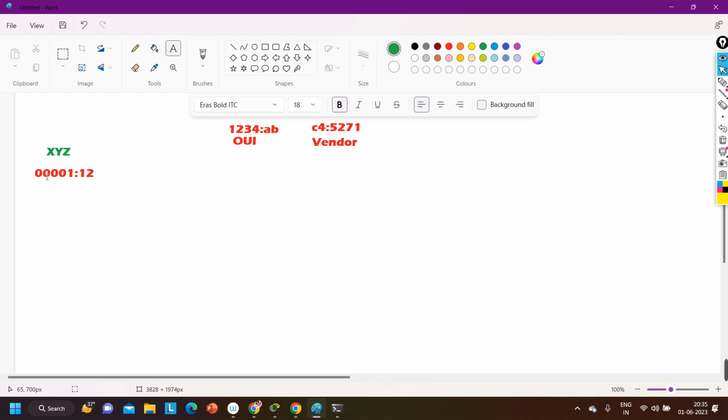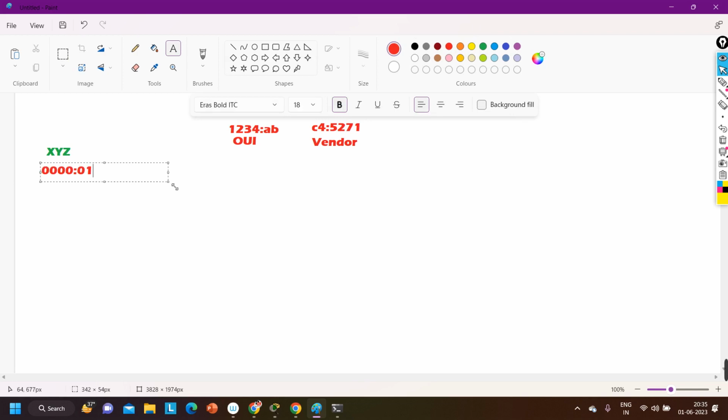Now there is one organization, XYZ, who is manufacturing the computer, so they need MAC addresses for their NIC cards. So they have just purchased one OUI from INA, and their OUI is this one. This is wrong. I think there is one more zero. This is, let's say, 0000 colon 01. This is the OUI of XYZ company.